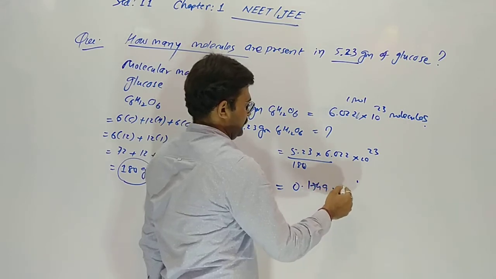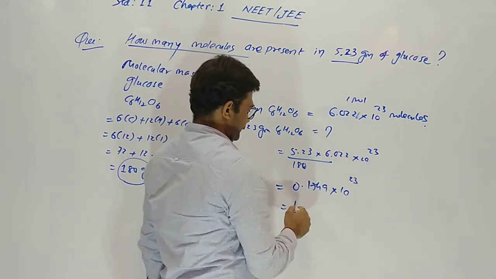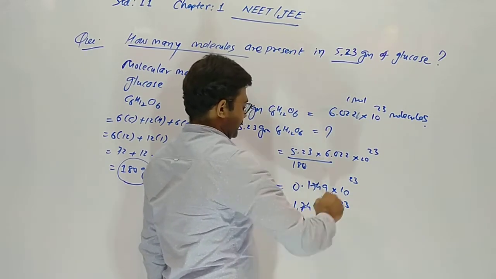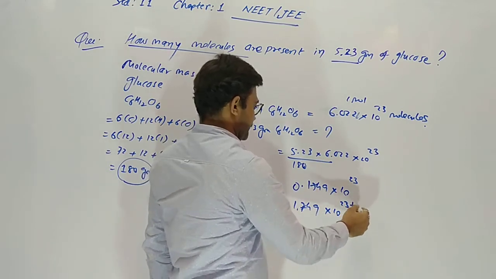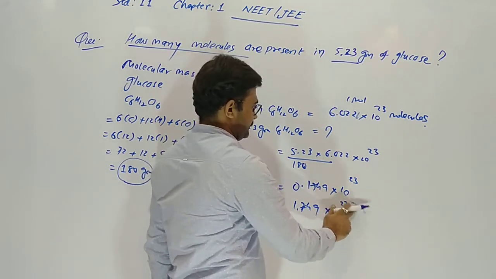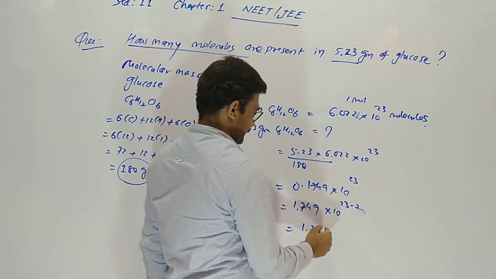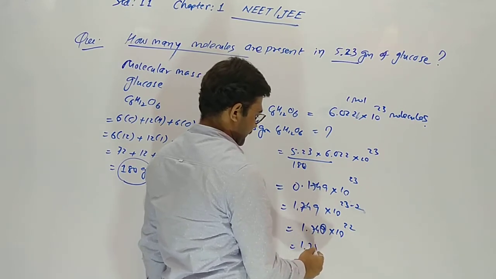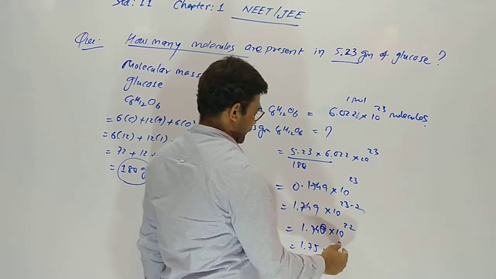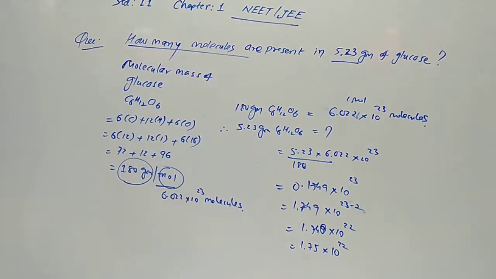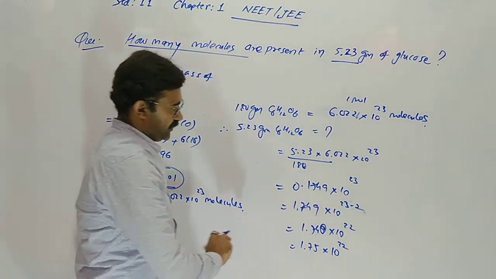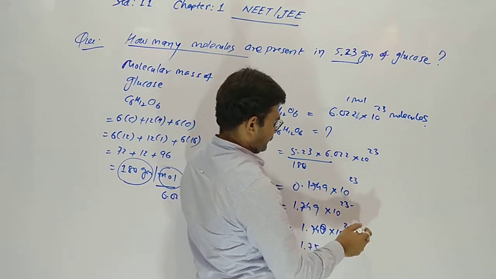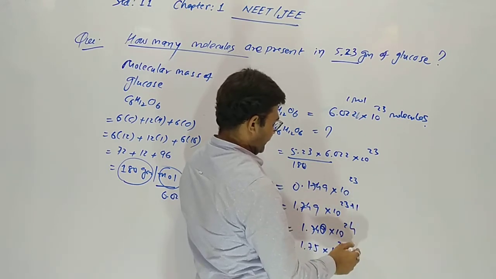0.1749 10 raised to 23. After one digit there should be the point, so the decimal point moves to the right side by one digit. So the power decreases. So 1.749 10 raised to 22. 9 is more than 5, so rounded off value is 1.75 10 raised to 22.